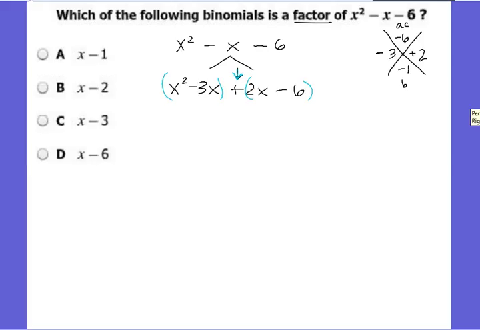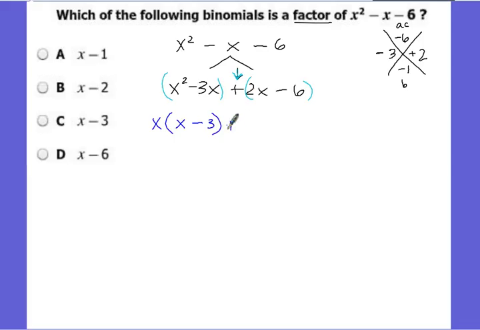Then once I do that, I'm pulling out a GCF from each group. So in my first group, my GCF is x. They both have an x. They don't have a coefficient other than 1, so I'm only pulling out x. To see what's left, I divide both terms by x. So x squared divided by x gets me x. -3x divided by x gets me -3.